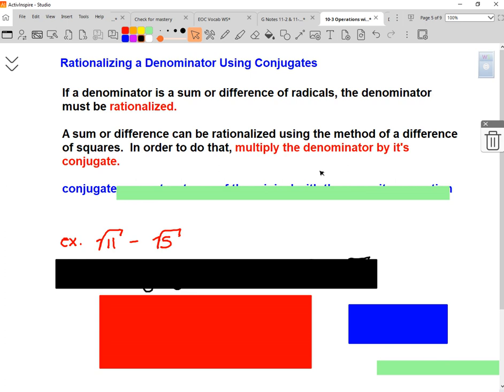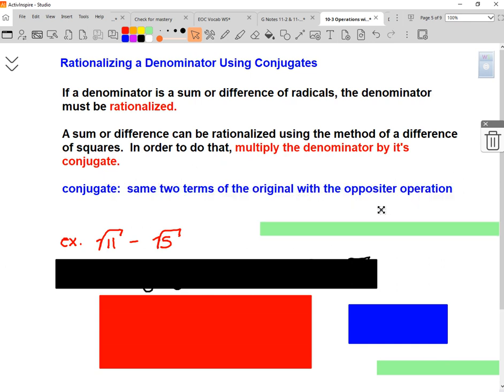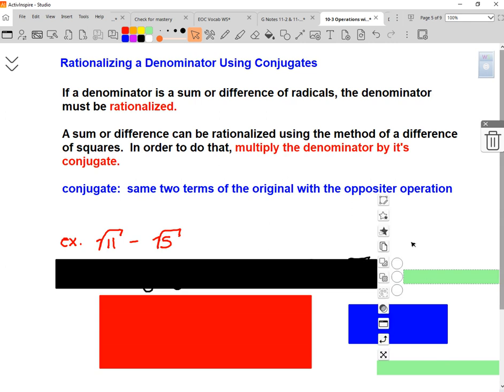Conjugate is the exact same expression, except you do the opposite operation. Same 2 terms of the original with the opposite operation. So the terms are the same except if it's addition, you switch it to subtraction. If it's subtraction, you switch it to addition.